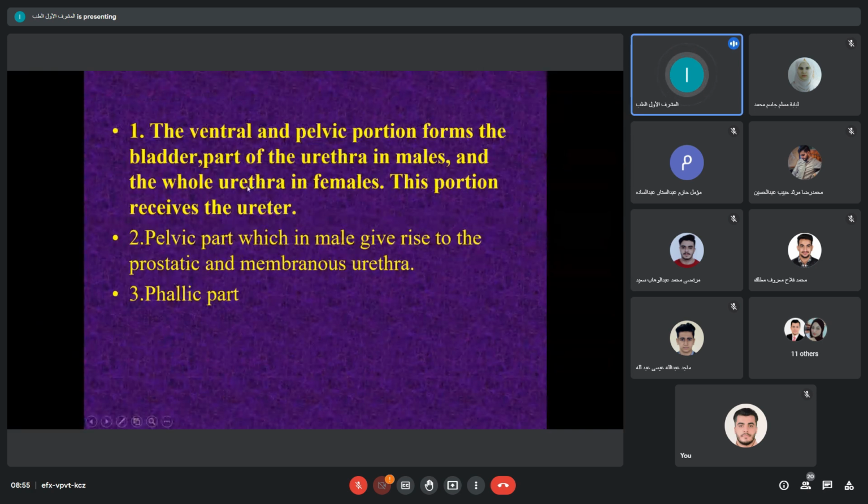Now, the urogenital sinus: the ventral and pelvic portion will form the bladder, part of the urethra in the male, and the whole urethra in the female. And this portion receives the ureter. While the pelvic part will give rise to the prostatic and membranous urethra. And the third is the phallic part.